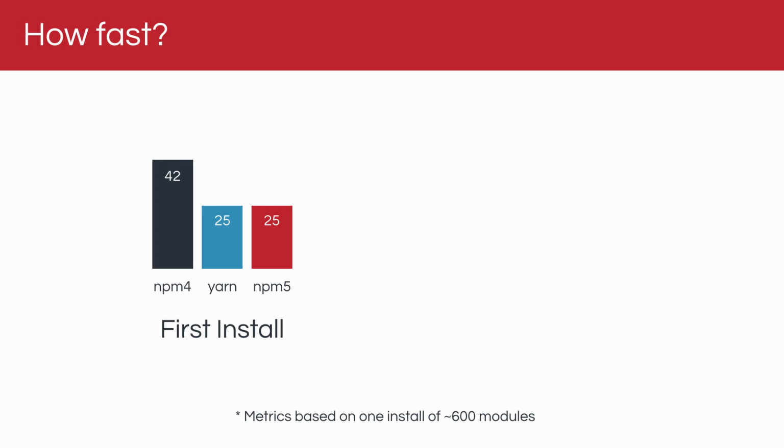NPM 4 is about 45 seconds to do this first install, but both Yarn and NPM 5 are around 25 seconds. So you can see that's almost a 50% decrease in time taken for a first install.